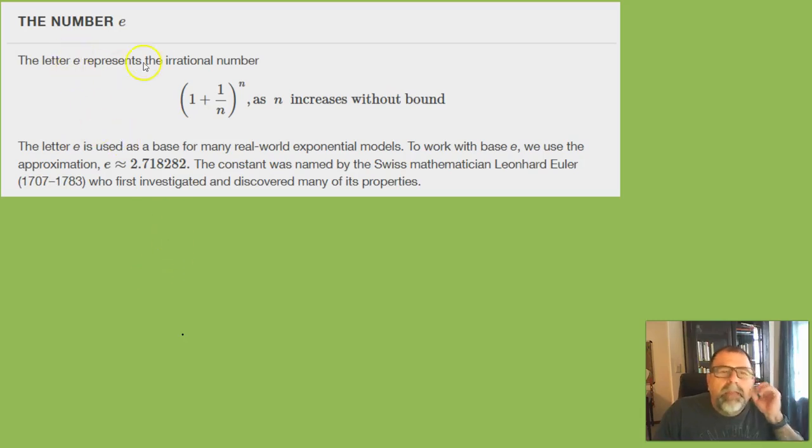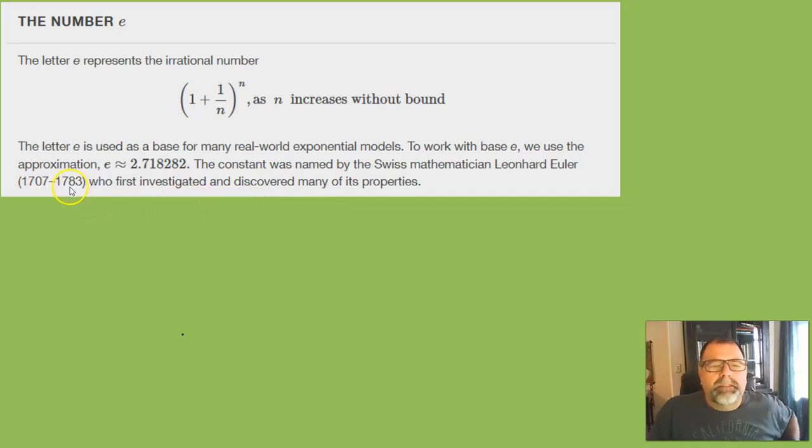Okay, the letter e represents the irrational number 1 plus 1 over n to the n as n increases without bound. So if you put in 1 for n, and then 2, and then 3, and then 4, and so on, and watch as n gets larger and larger, this number is going to approach, we call it the limit, this number 2.7182818. It's named after the Swiss mathematician Leonhard Euler, who first investigated and discovered many of its properties.